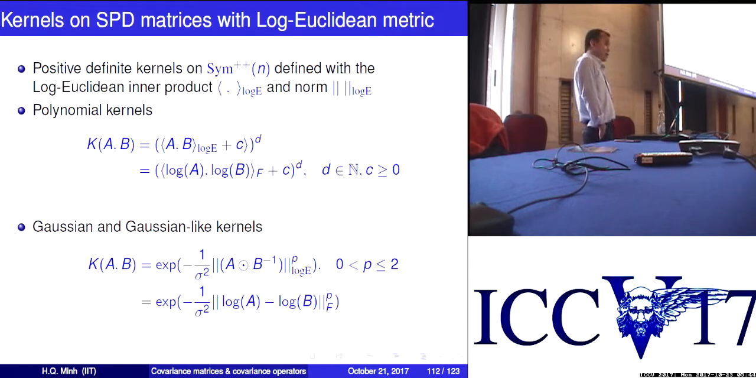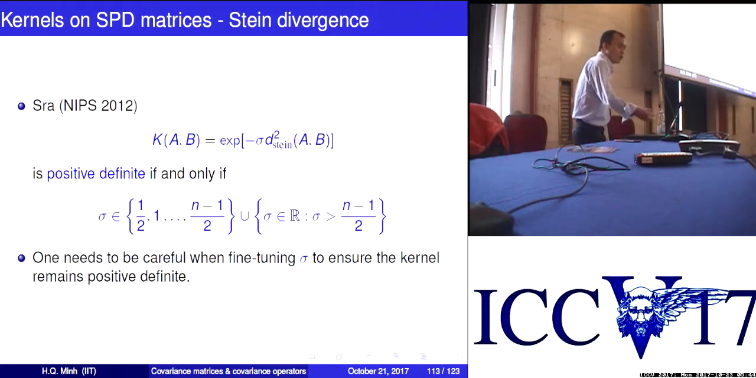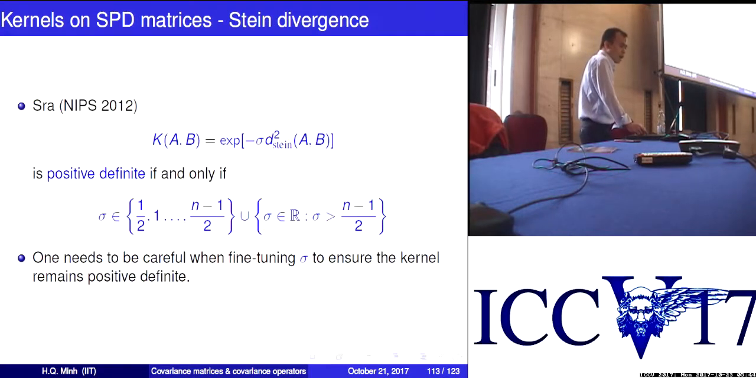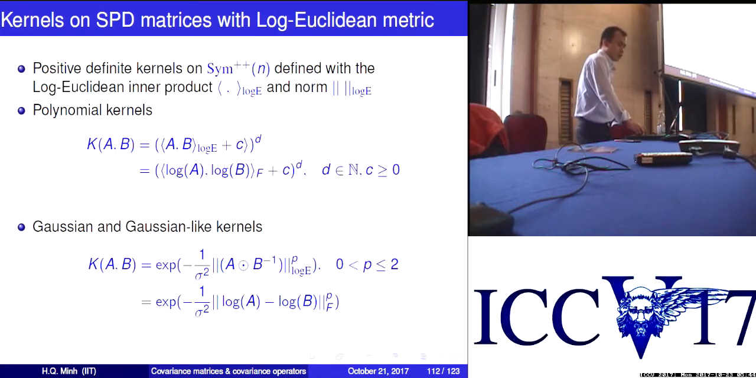Not with the affine invariant distance. Also with the Stein divergence, as Sra showed, we have a very specific set of sigma for which the kernel is positive definite. So it cannot be true for all sigma, only a very specific set of sigma. And for the affine invariant Riemannian distance, no, but we don't know whether it's possible to define a positive definite kernel for some choices of sigma. It's only with the log Euclidean metric and the Euclidean metric.